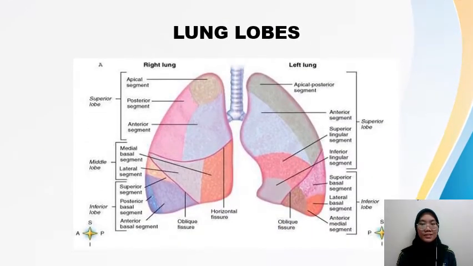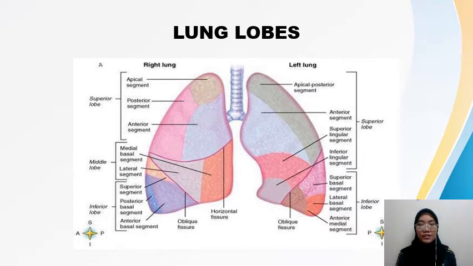For the lung lobes and segments, for the right lung, there are three lobes which are the superior lobe, middle lobe, and inferior lobe. For the superior lobe, there are three segments which are the apical segment, posterior segment, and anterior segment. While in the middle lobe, there are only two segments which are the medial basal segment and lateral segment. And in the inferior lobe, there are three segments which are the superior, posterior basal, and anterior segment.